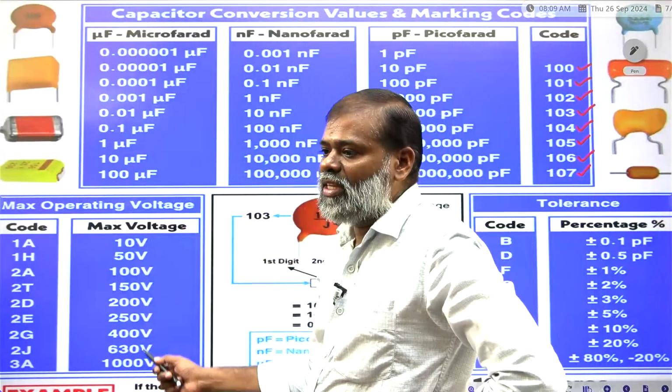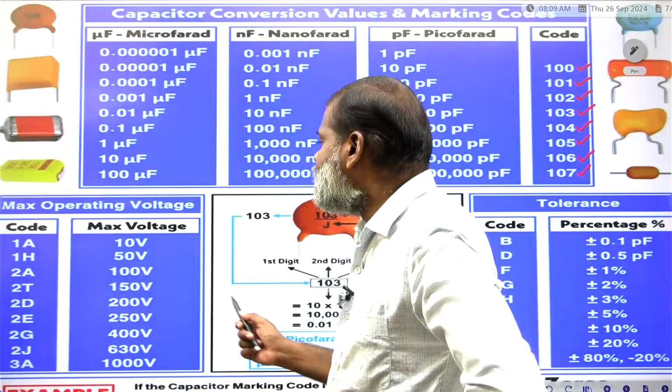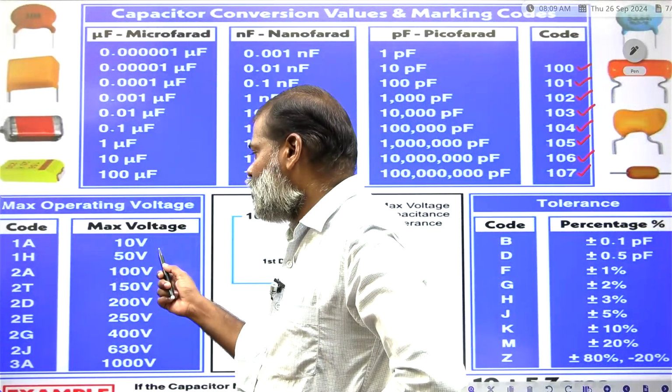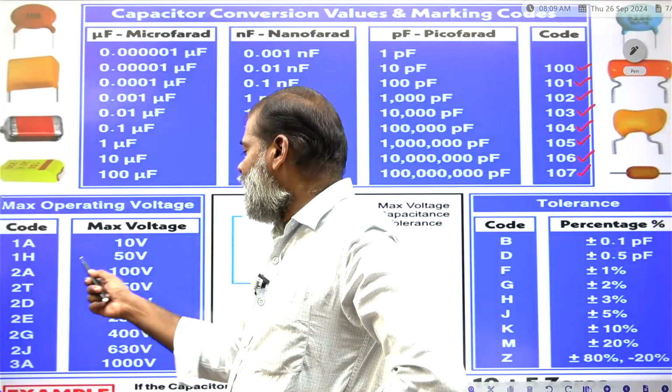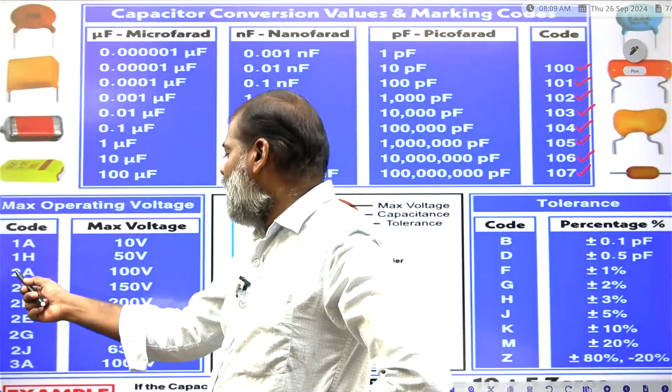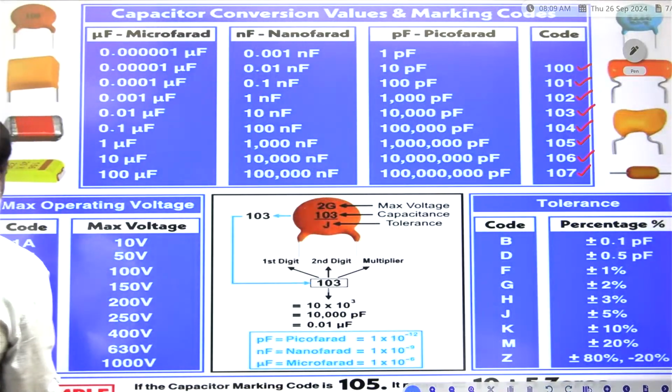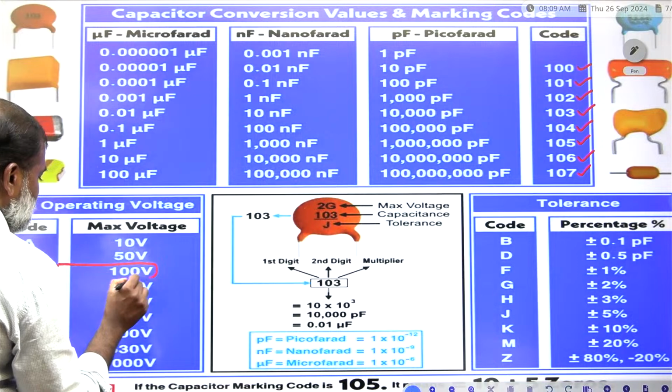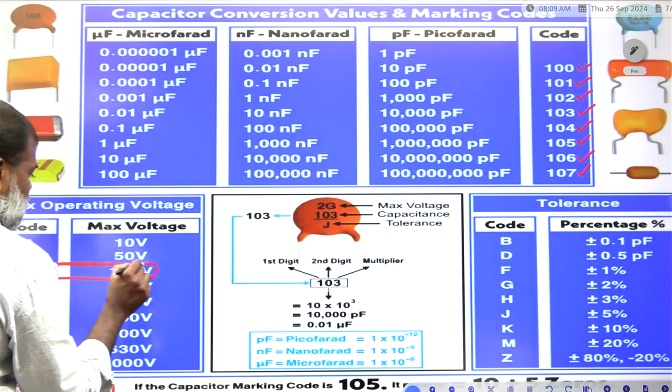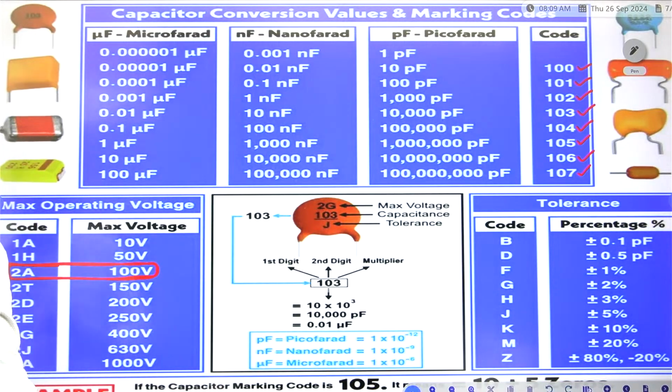What is the chart for the maximum voltage? If it is 1A, you apply 10 volts. If it is 1H, you apply 50 volts. If it is 2A, you apply 100 volts. 100 volts is the maximum operating voltage. 100 volts is the maximum volts.